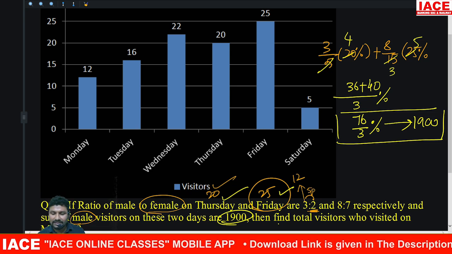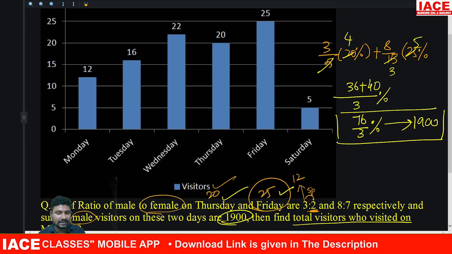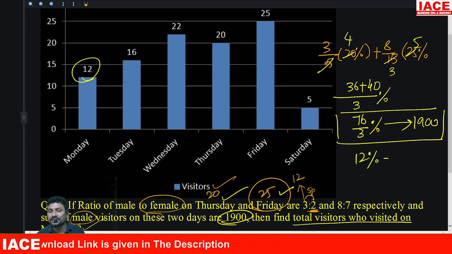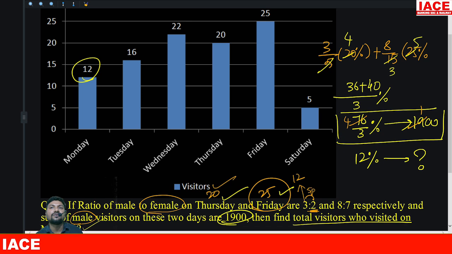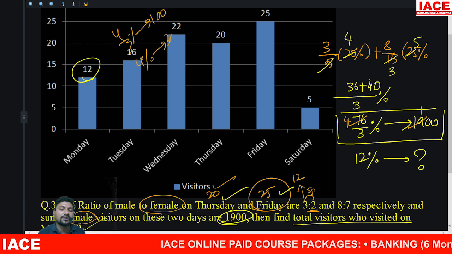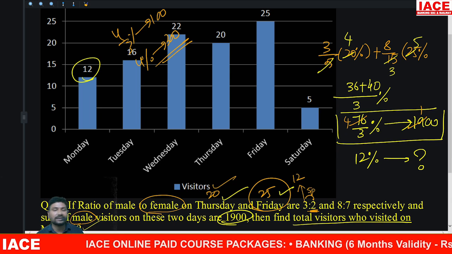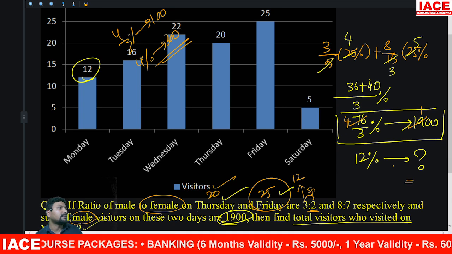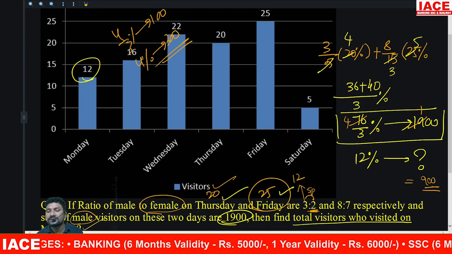Question is asking about total visitors who visited on Monday. Who visited Monday? 12%. 12% value is what? Simplify the question. 19 ones are 19, how many times? 4 times. 4 by 3% is equal to 100. That means 4 by 3% is equal to 100, so 4% is equal to how many members? 300. 4% is equal to 300, then 12% is equal to how many members? Both sides multiply with 3. It is equal to how many members? 900.